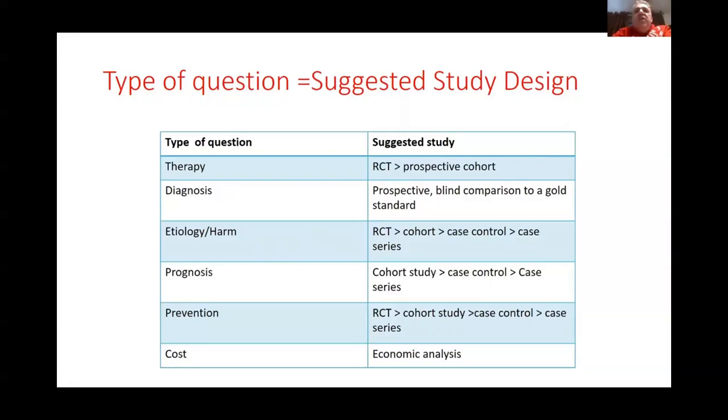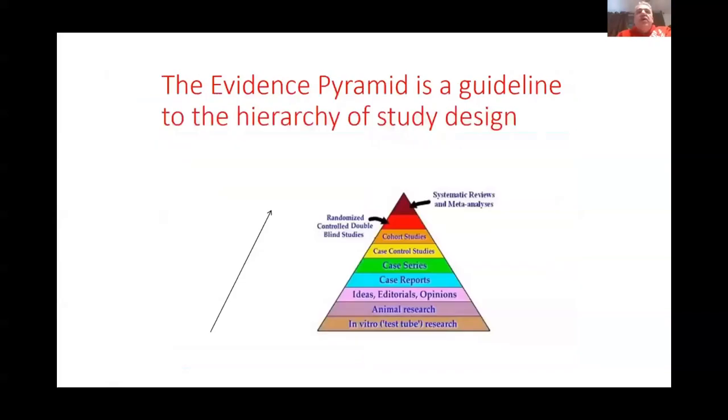So, type of question and suggested study design: for therapy, it is a randomized clinical trial. For etiology, a randomized clinical trial, followed by cohort, case control, or case series. For prognosis, a cohort study is the best study design, followed by case control or case series. For prevention, it is the same as therapy and etiology: a randomized clinical trial. For diagnosis, it will be a prospective, blind comparison to the gold standard.